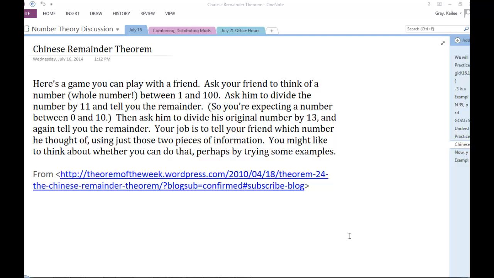All right, today we are going to learn the Chinese remainder theorem. And this is just a method we can use to solve a system of congruences. Just like we solve systems of equations, we're going to solve systems of congruences. So I'm excited because we are going to use this to play a game and impress our friends.